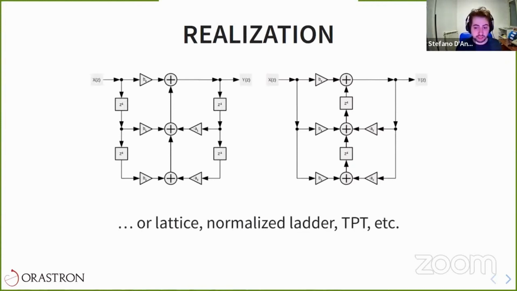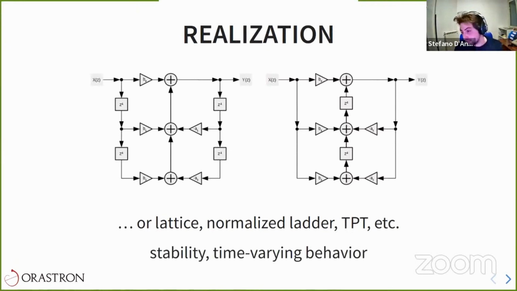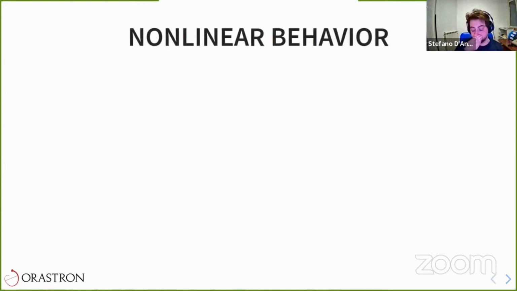But there are more. There are some forms that are called lattice filters or normalized ladder filters that have nothing to do with, you know, commercial ladder filters. Then there is another one which is perhaps more useful in this case, which is called topology preserving transform, I guess, if I remember correctly. I don't use it, so I don't remember the name, to be honest. And there are others. And again, choosing one over the other gives you different properties in terms of stability, time varying behavior, and whatnot. So again, you should know what you're doing basically here.